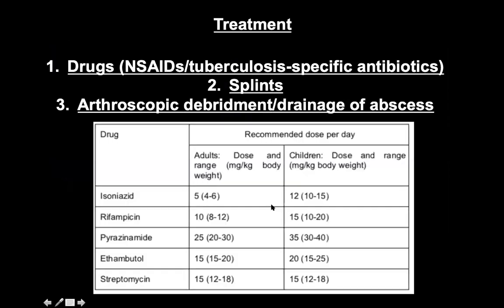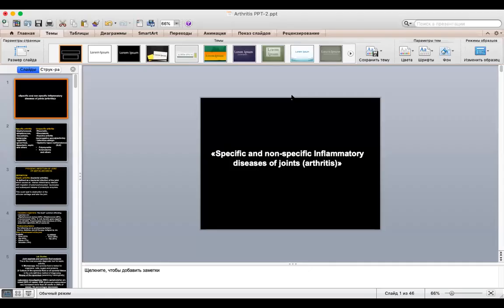And treatment. First of all, it's drugs: NSAIDs and specific antibiotics. The scheme of treatment you could see on this table, using different splints and orthoses. And in some cases, when the tuberculosis process is lowered, you could provide arthroscopic debridement and drainage of abscesses. Thank you for your attention.